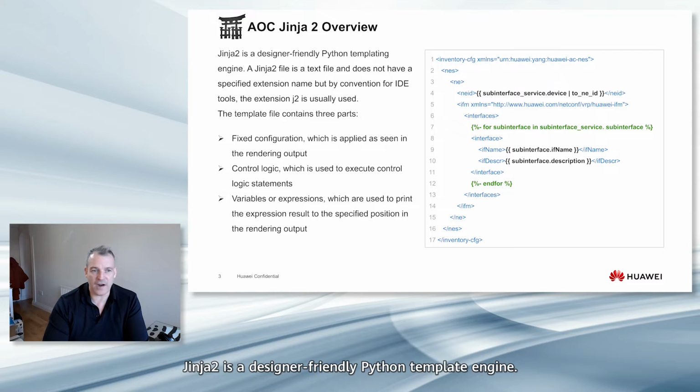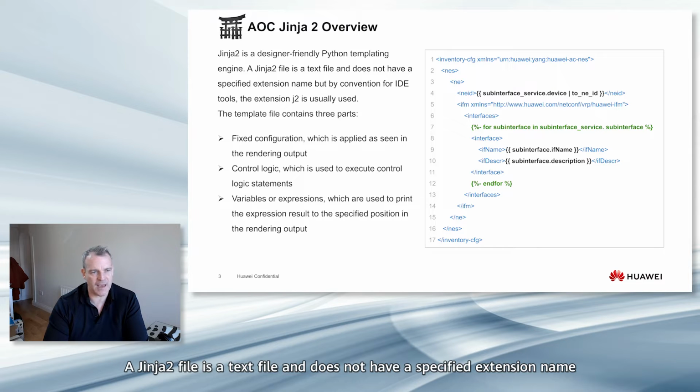Jinja2 is a designer-friendly Python templating engine. A Jinja2 file is a text file and does not have a specified extension name, but by convention for IDE tools, the extension J2 is usually used.